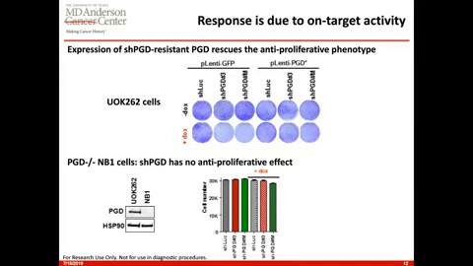And second, we are very fortunate here. We can use a cell line called MB1 I mentioned earlier. This is actually a PGD homozygous deleted cell line. It does not express PGD at all. And when we introduce DOX-inducible hairpins to this cell line, there is absolutely no effect on cell proliferation. This is a dramatic difference from the UOK262 cell line. So these pieces of data clearly tell us the response we see is indeed due to the on-target activity of PGD.